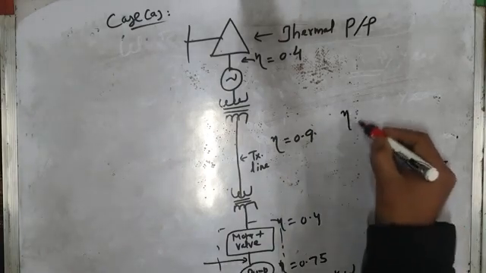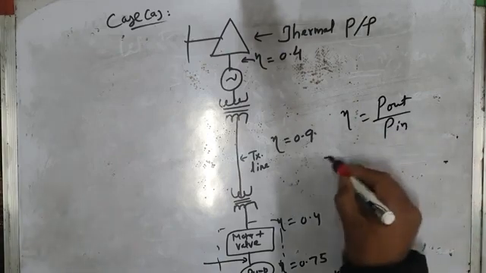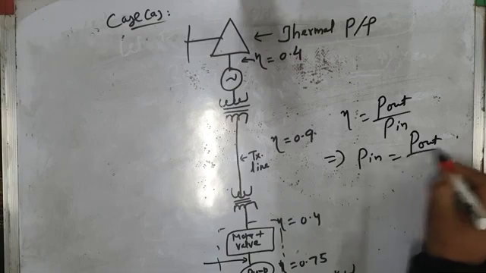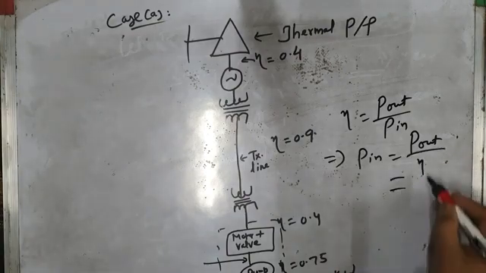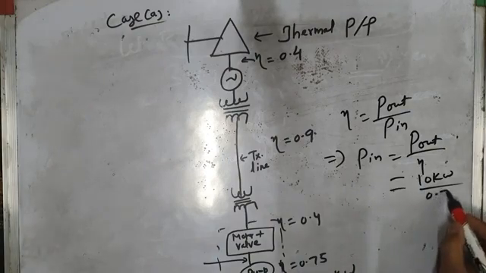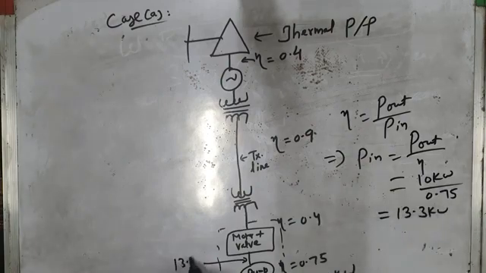We know that efficiency is defined as output power by input power, P out by P in. So from this, what is input power? Input power is output power by efficiency. Output power of the pump is 10 kilowatts divided by the efficiency of this pump, 75%, 0.75. So this comes out to be 13.3 kilowatts. That means the input power to the pump is 13.3 kilowatts and it produces an output power of 10 kilowatts.